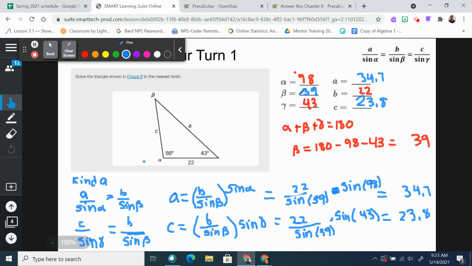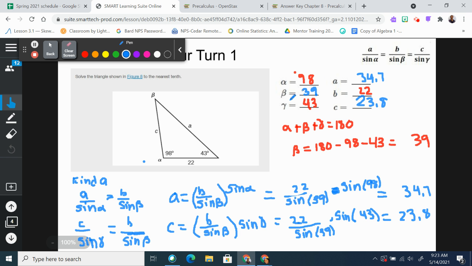That's usually the easiest thing to do, especially when you already have two. So I just went ahead and used the idea that all three angles sum up to 180. So 180 minus 98 minus 43 gives me my 39 degrees. So I now know that beta is 39 degrees. I can then use that information along with my ratios to find sides A and C.